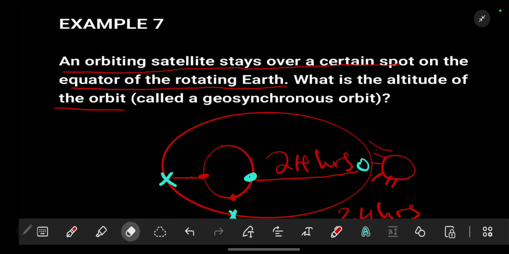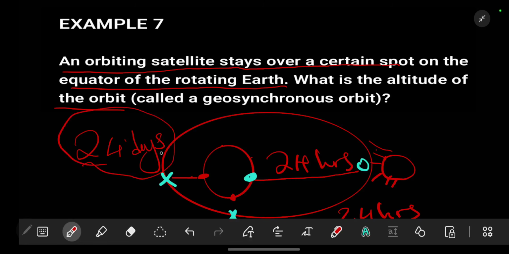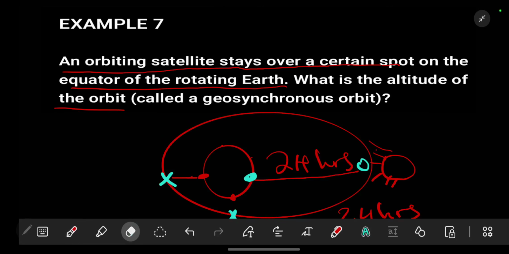But if it's another planet that rotates for 24 days, then that will be the geosynchronous orbit for that planet. But for the Earth, since the Earth takes 24 hours to complete its full rotation, even the satellite has to move around the Earth for 24 hours and return to its original position, so that the spot looks exactly the same point.